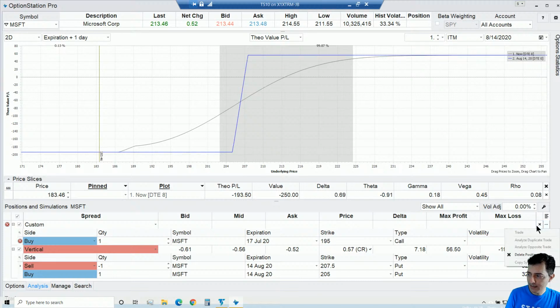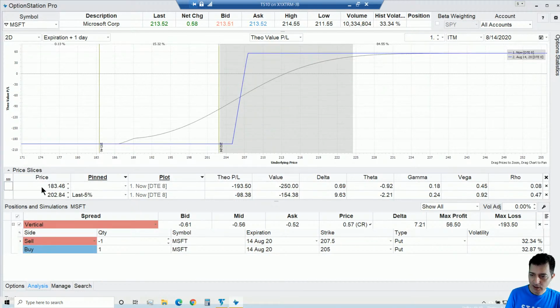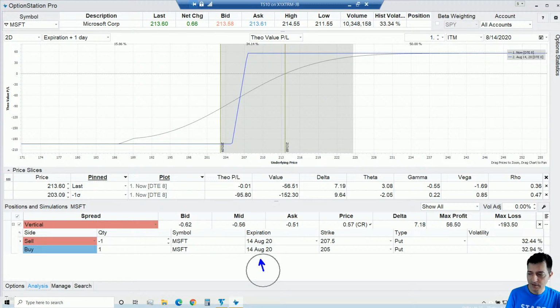Okay, analyze and sell a vertical spread. I will add two price slices, which is the current price and the minus one standard deviation. So I care about using August 14. If I use August 14, what I care about is the lowest price at which Microsoft could fall based on stats.